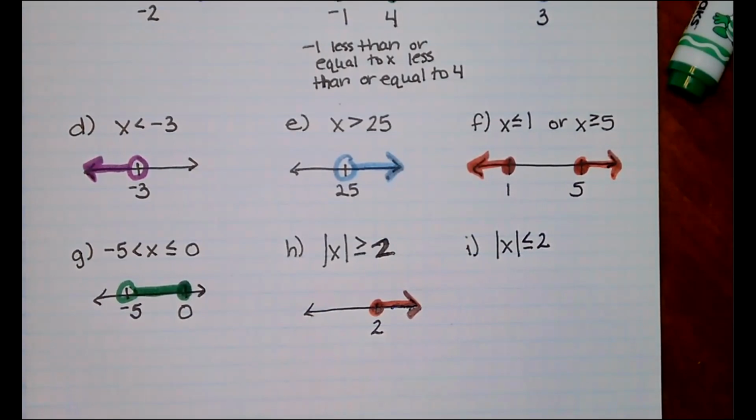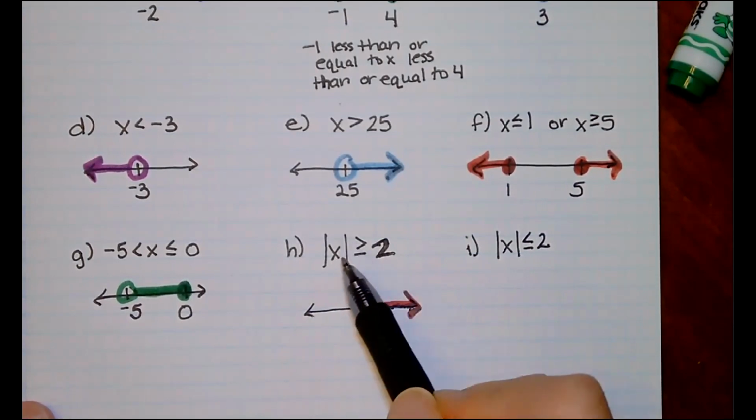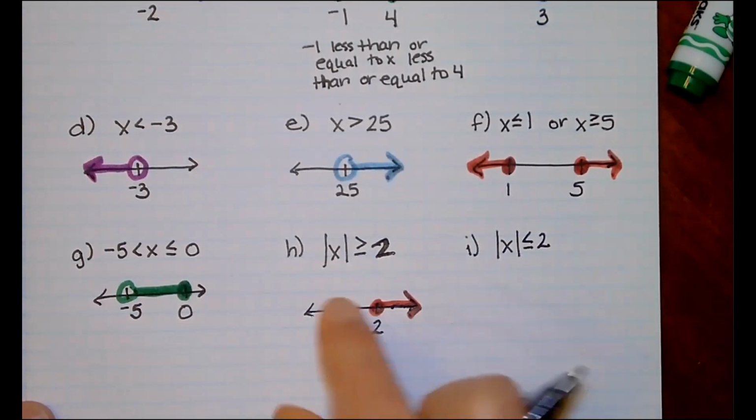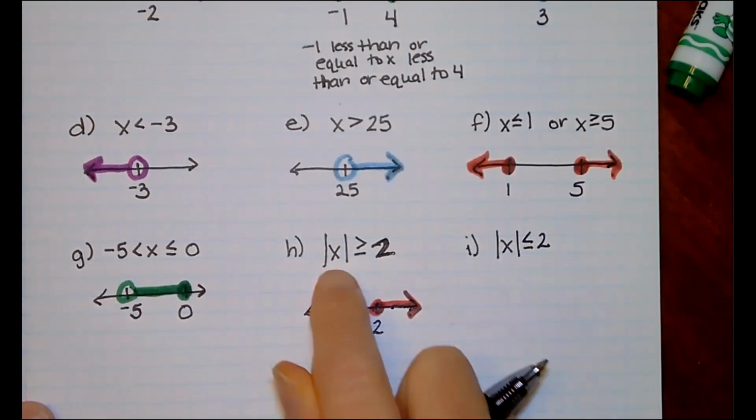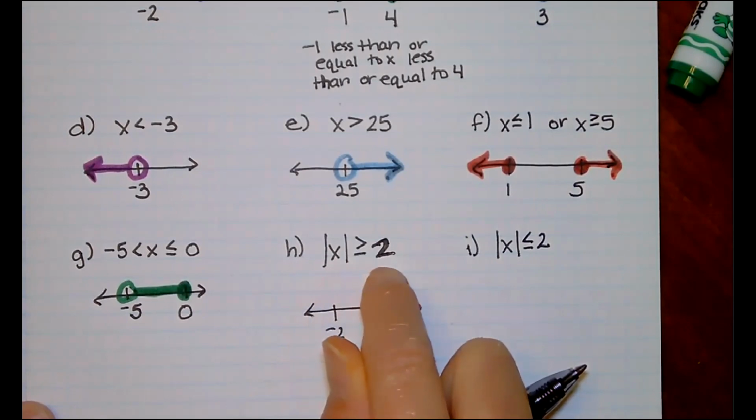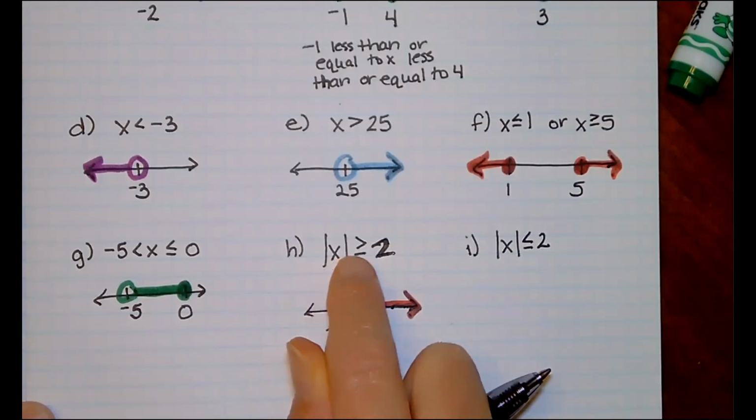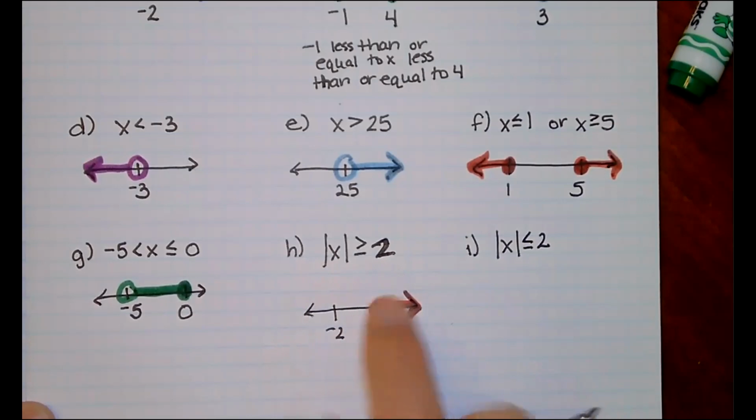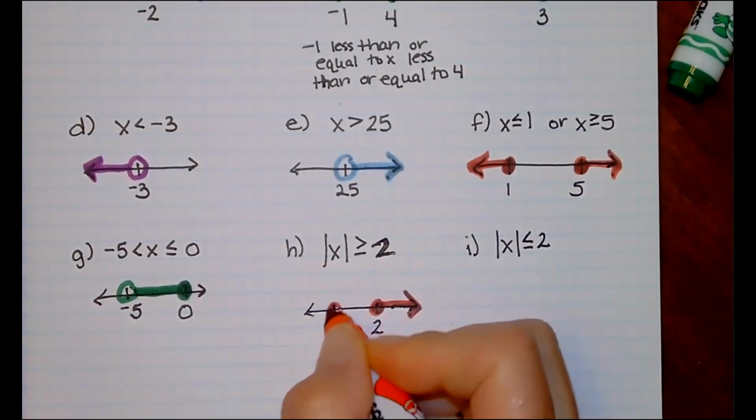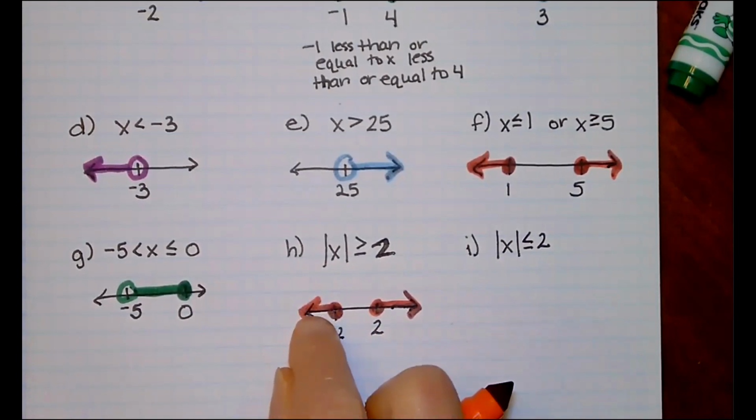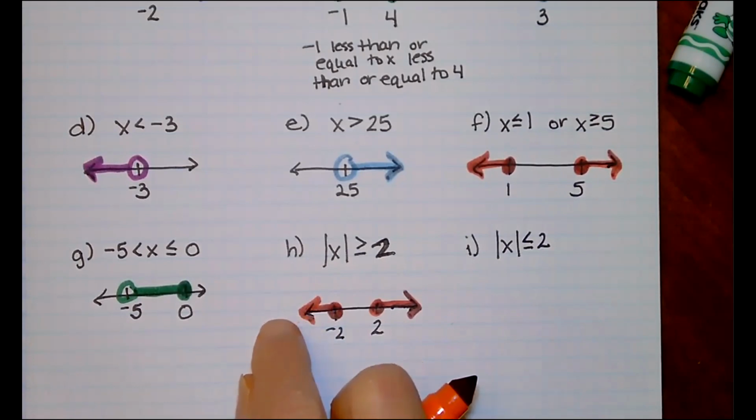But remember, when I take the absolute value of any number, I get a positive. So if I put in a -2, the absolute value of a -2 is 2. And if I put in a -3, the absolute value of a -3 is 3, and 3 is greater than or equal to 2. So I'm actually going to have 2 pieces of graph. I'm going to have a closed dot here, and it's going to go to the left because -3 and -4 and -5.